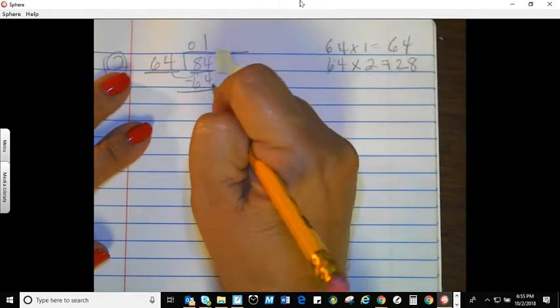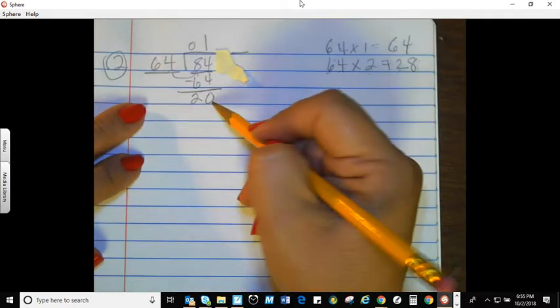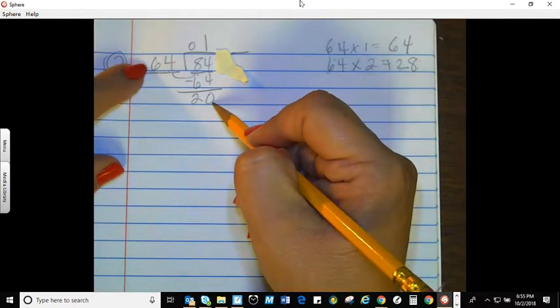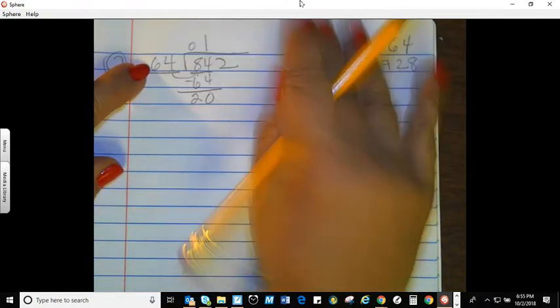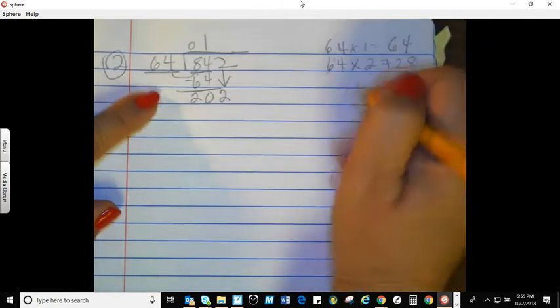4 minus 4 is 0. 8 minus 6 is 2. This is smaller than my divisor, so I can now bring down. Okay, now I'm going to find more multiples.